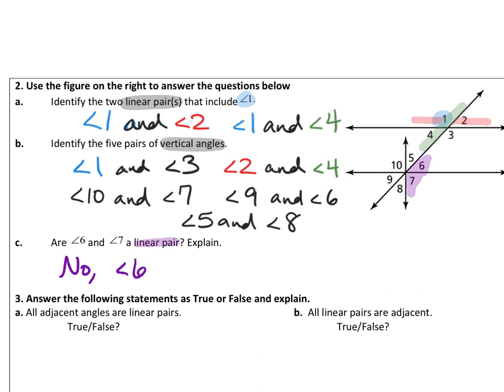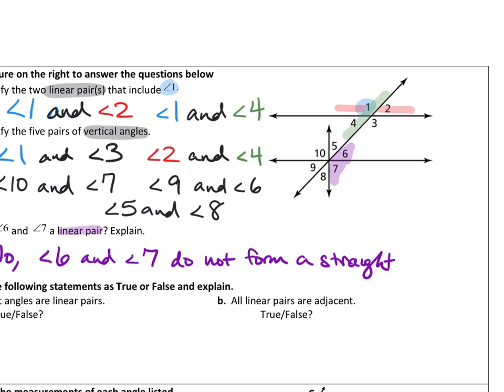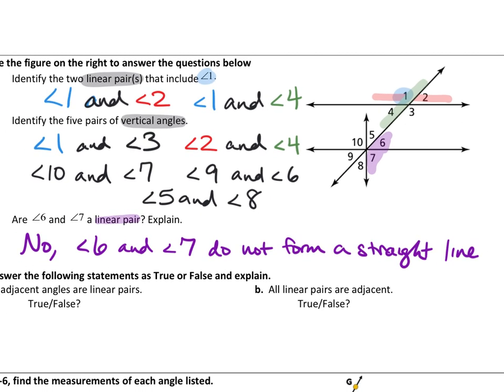Angle 6 and angle 7 do not form a straight line. If they had formed a straight line, we would say yes, because they're connected together and they made a linear pair. But they do not form a straight line.